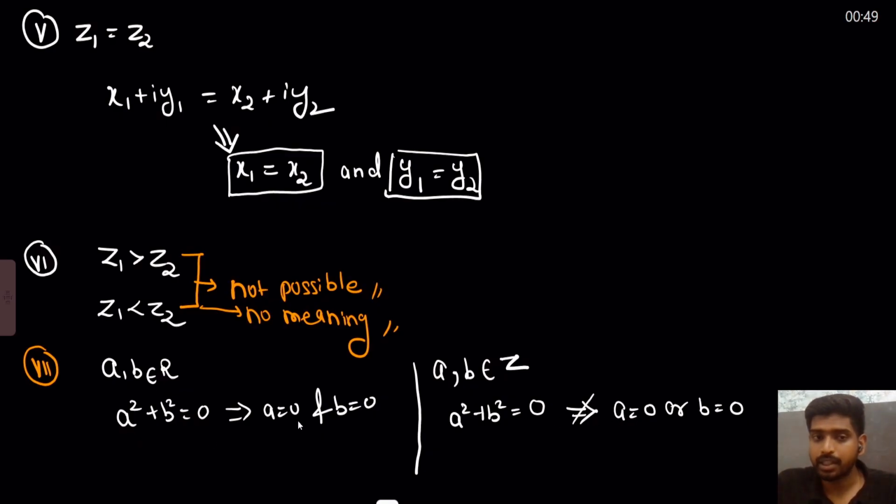If A and B are real numbers, then it will hold. But if A and B are complex numbers, this will not hold. Okay. Now next, the last point.